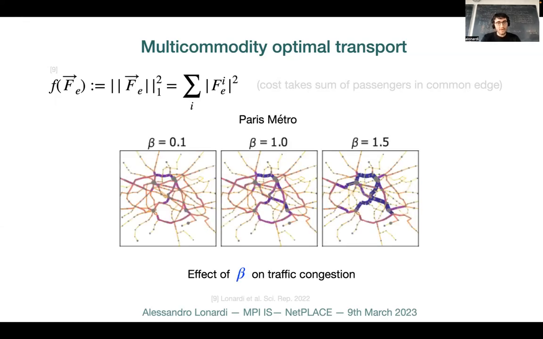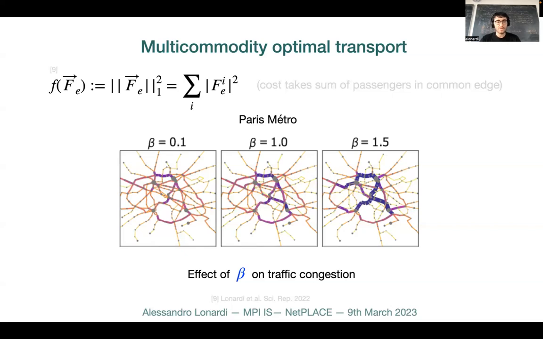So we actually studied it on metro systems. First of all, we studied the effect of the regularization parameter that I introduced before, which hasn't been explored in this multi-commodity formulation. Before, I never gave an actual intuition of the regularization parameter, but what it means practically is what you see in the pictures. Choosing a value less than one, or greater than one, has two different effects.